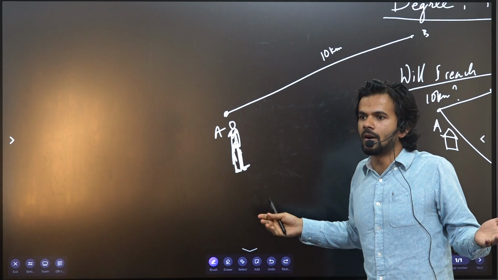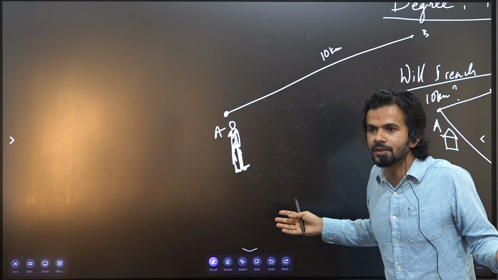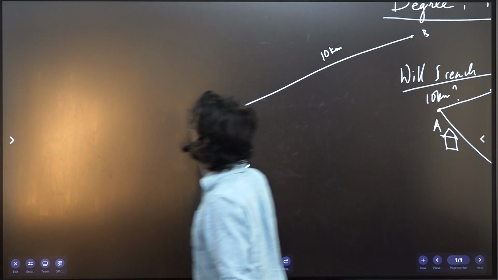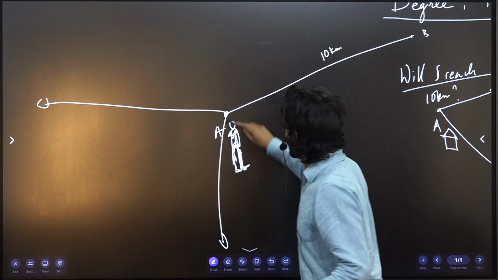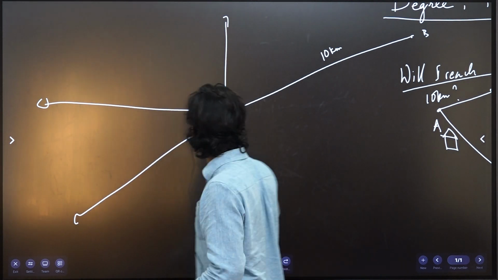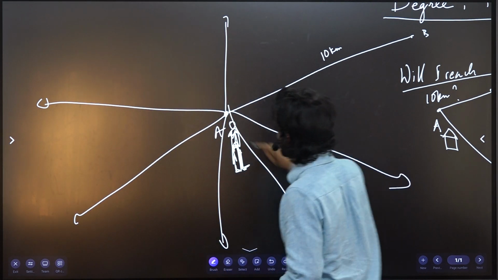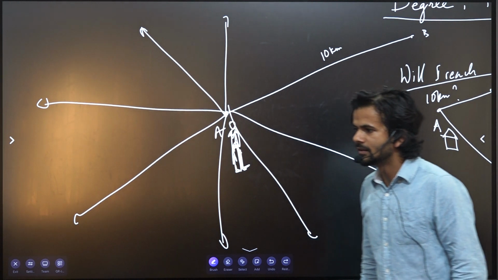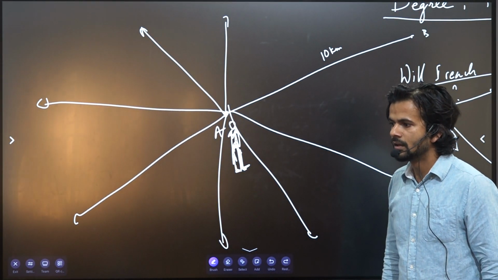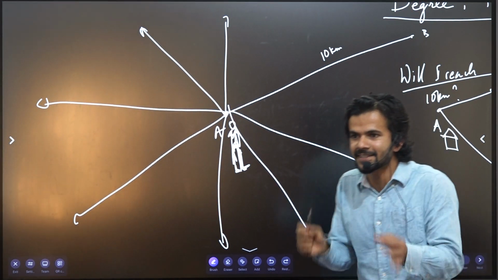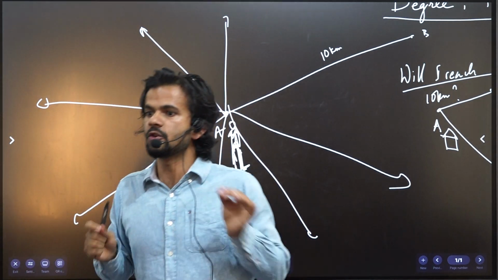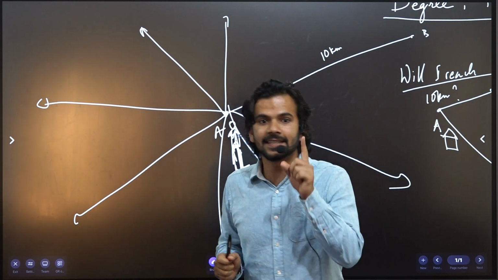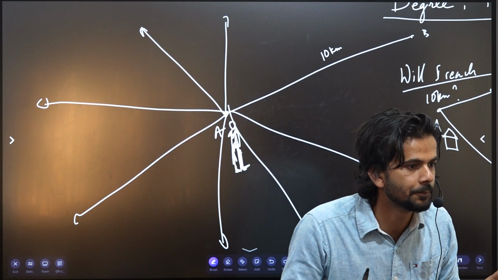I'm asking you, all I'm asking you is to walk 10 kilometers. I can walk 10 kilometers here. Will I reach B? I can walk here, I can walk there, I can walk this way. So distance will not determine where you will be going. Distance will not. What will determine?